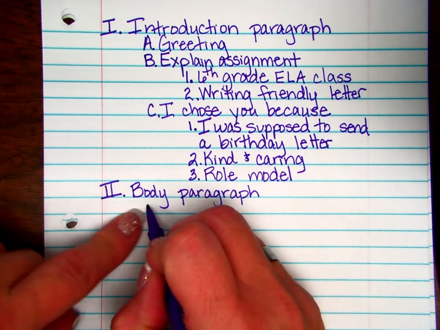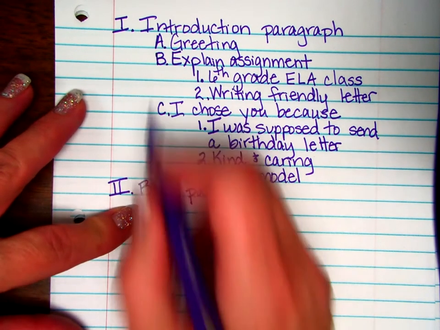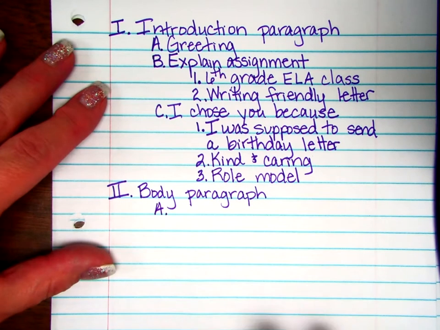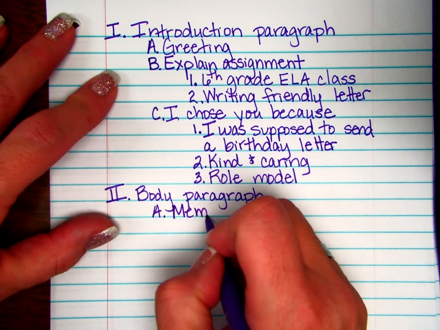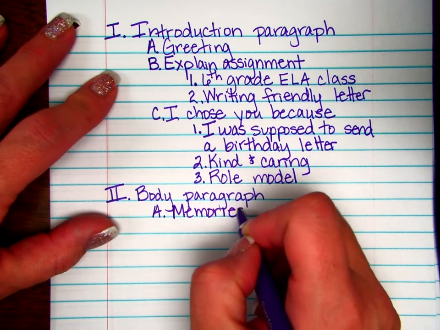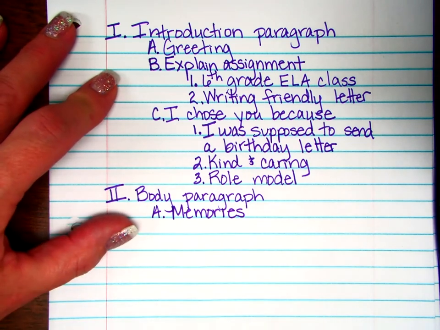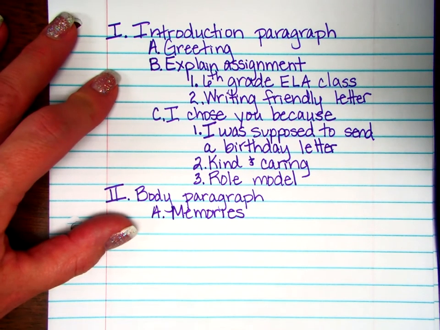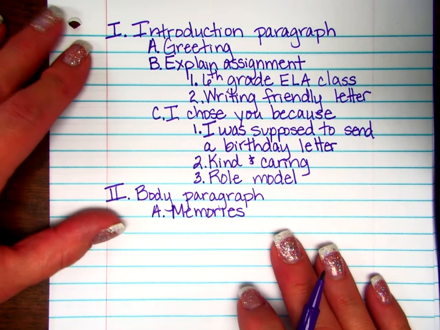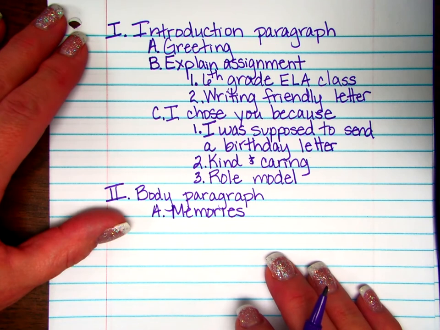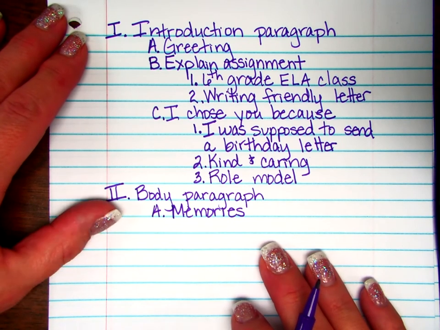So you're indenting and you're lining your capital letters up directly below the capital letters that were above. So my A, my first detail in my body paragraph, is going to be called memories. And I would like for you to do the same. Your memories will be different from mine, but you'll still have memories. Otherwise, you wouldn't be writing to this person, because you need to know this person and have a history with them. The fewest amount of memories you can include are 2. However, you can have up to 3 or 4 if you'd like.